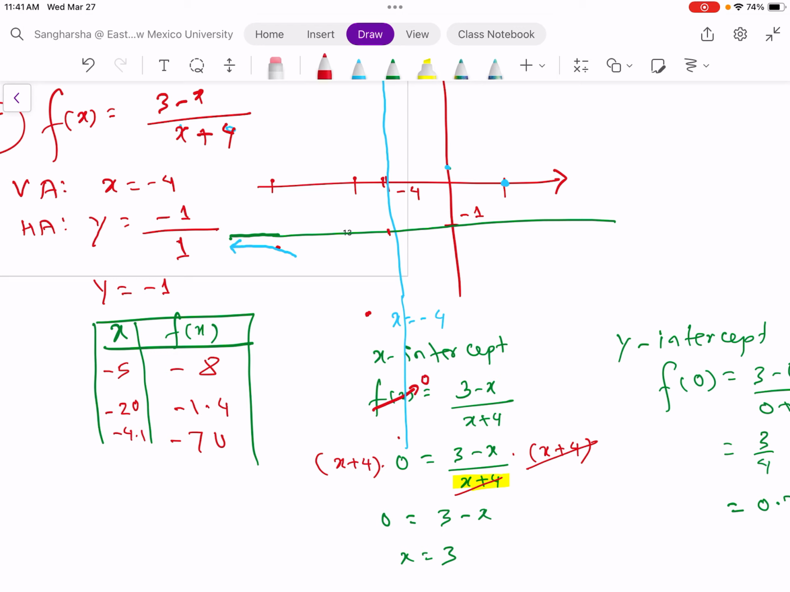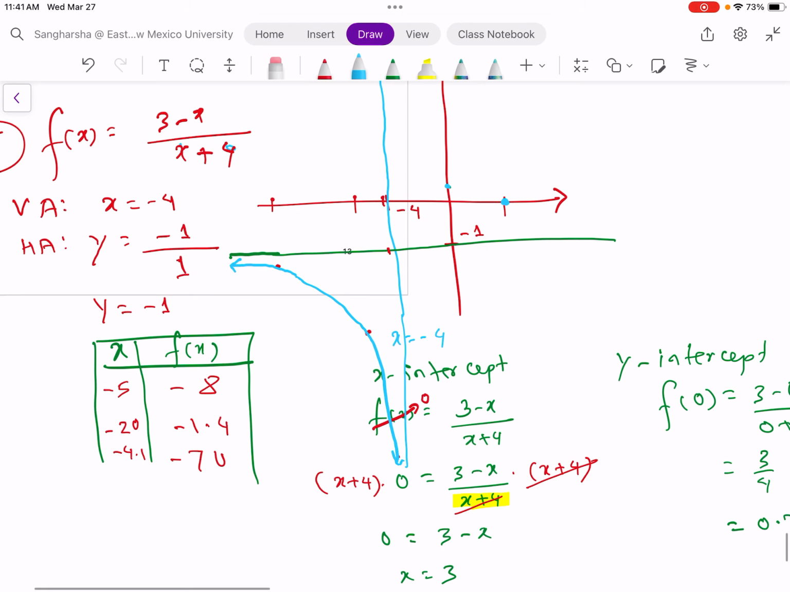So we're gonna have a graph. Let's connect these 2 points, and we get a graph that never crosses the vertical asymptote. And the graph never crosses the horizontal asymptote either. Okay, any question up to here for this part? Now we're gonna have a graph on the right of -4.